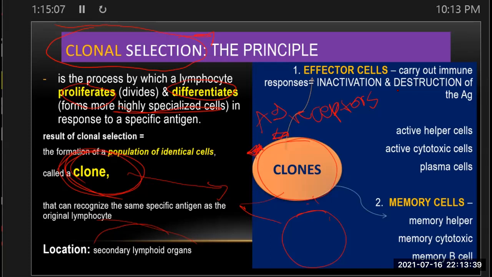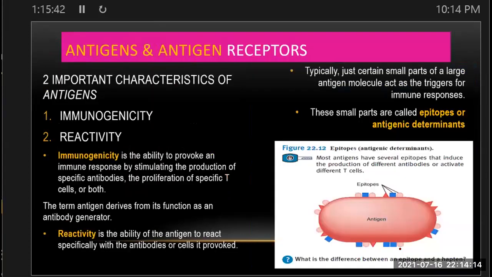Take note, examples include active helper T cells, active cytotoxic cells, or plasma cells. We also have other clones in the form of memory cell clones: memory helper, memory cytotoxic, and memory B cells. You might wonder, Miss, how long can those memory cells remain? Well, memory B cells and memory T cells can remain for decades, 10 years, or the entire lifetime of the person.